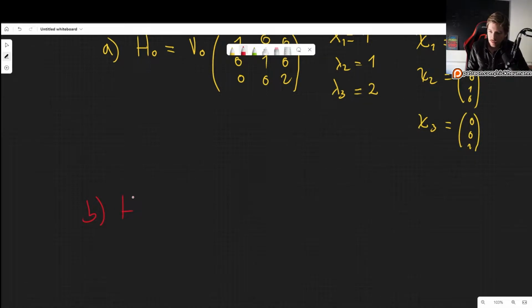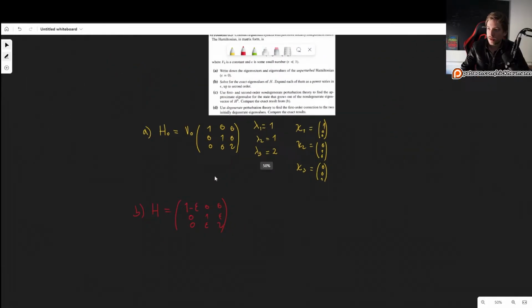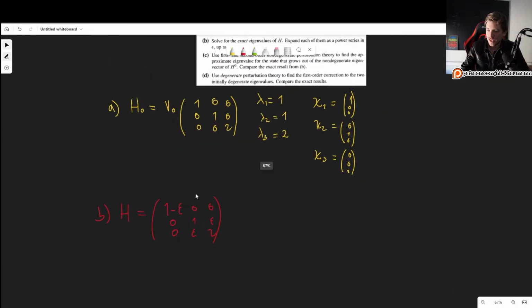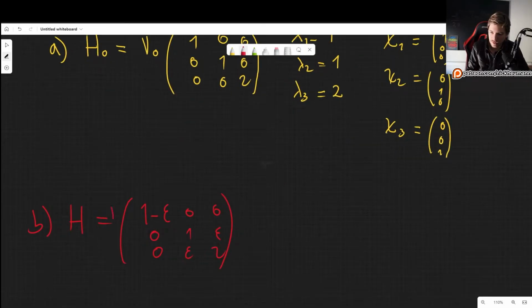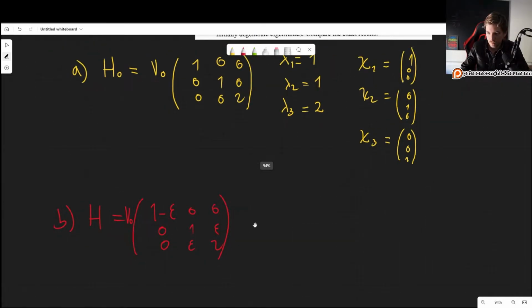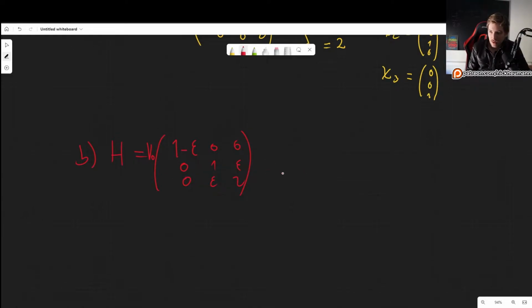So part B, our matrix H is 1 minus epsilon, 0, 0, 0, 1, epsilon, 0, epsilon, 2. And this is of course multiplied by V0. Let's not forget about it. So V0 times all of this. So let's now find the eigenvalues. How do we find them? Well, to do that, we need to diagonalize. So basically we need to find when this matrix is singular.